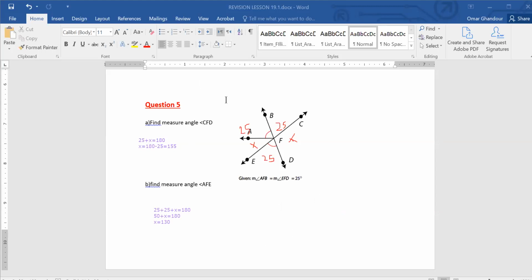So guys, does anyone have any problem in this lesson? Even in the homework, we still have 5 minutes.